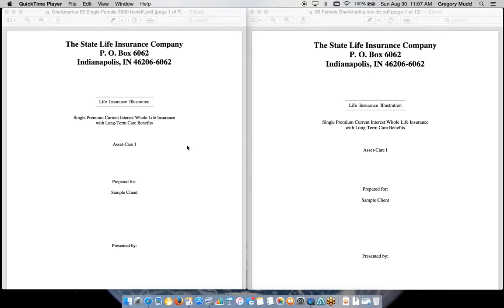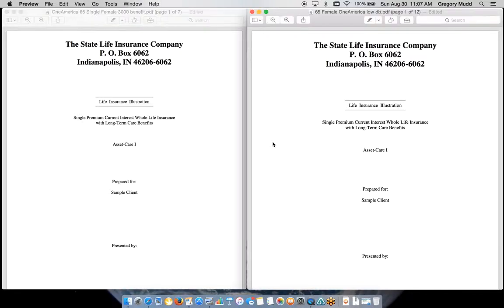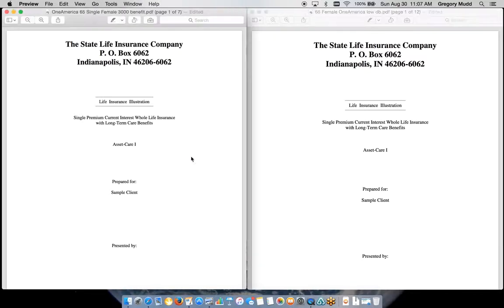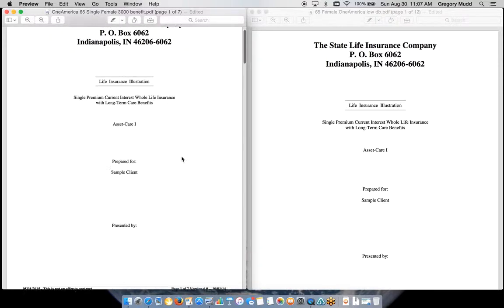One uses an all-base contract, that'll be the one on the left side, and the other uses an extension of benefits rider to give the same total months of coverage. That will be the one on the right hand side. We're going to start over here on the left, and we can see that there are 7 total pages versus 12 for the one on the right, so the 7 pages will be the base contract.